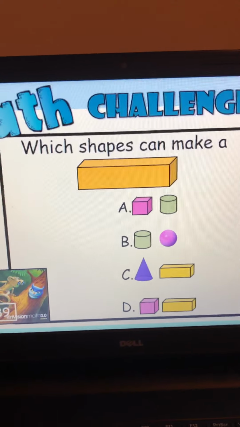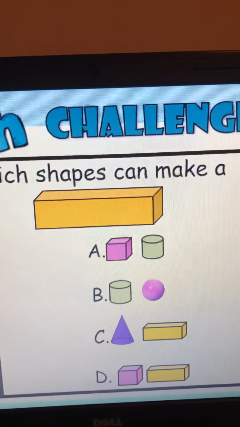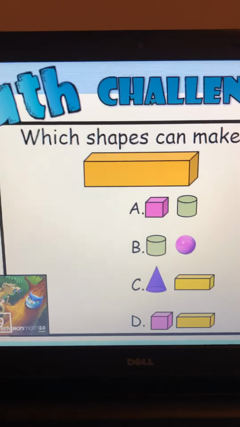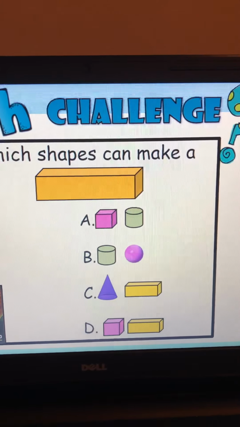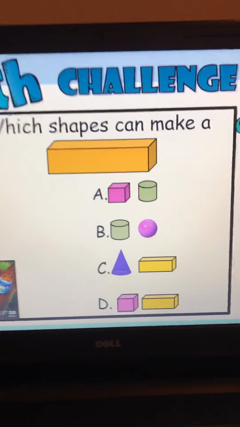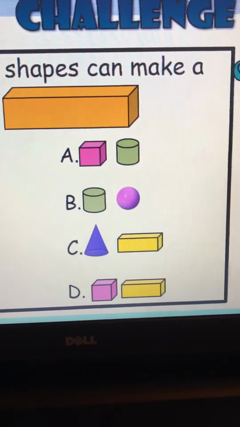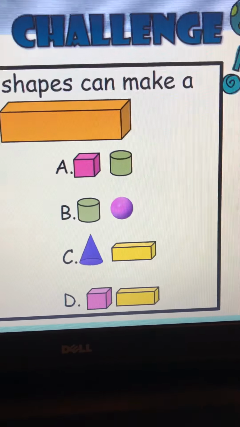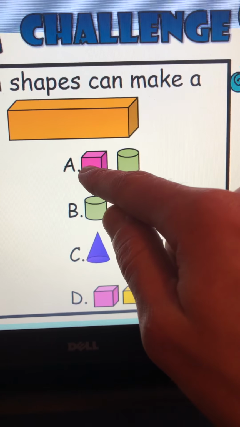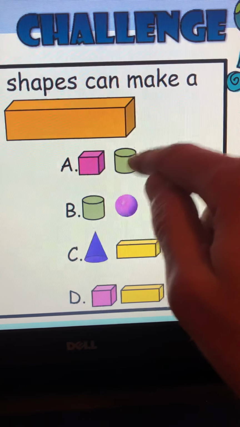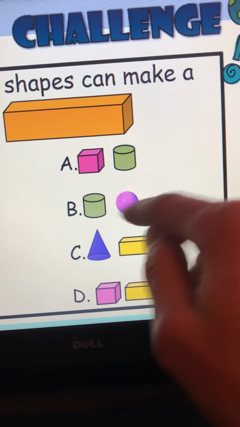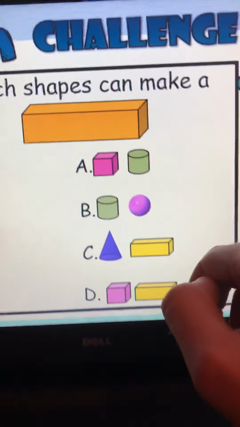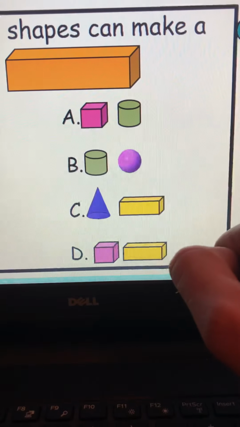What shapes can make a rectangular prism? So if you put them together, what would make a rectangular prism? Take a look at that a second. All right, well, let's look at each choice. A, well, there's no curve in a rectangular prism, so it can't be A. Once again, curving on that sphere, so couldn't be that.